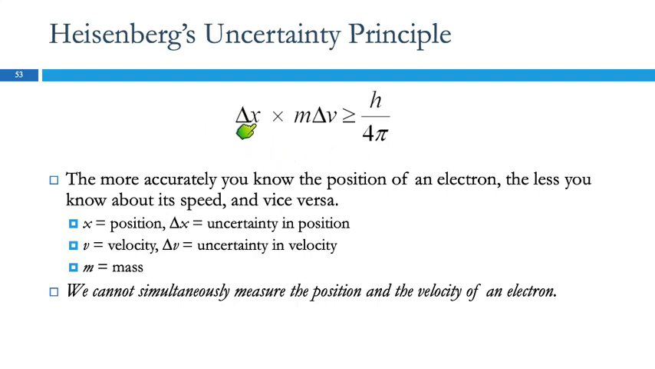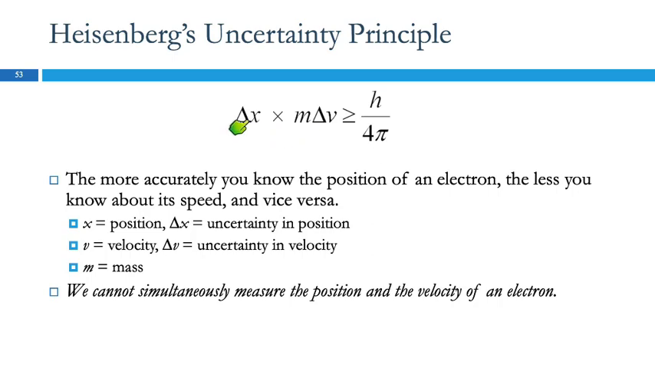So delta x refers to the uncertainty in the position of the object. And delta v, this is v, not nu, delta v is the uncertainty in the velocity. So the uncertainty in the position times the mass times the uncertainty in the velocity is greater than or equal to this value, which is Planck's constant divided by 4 times pi.